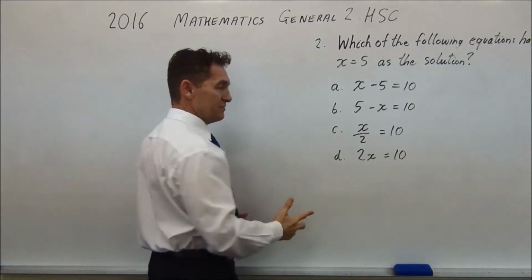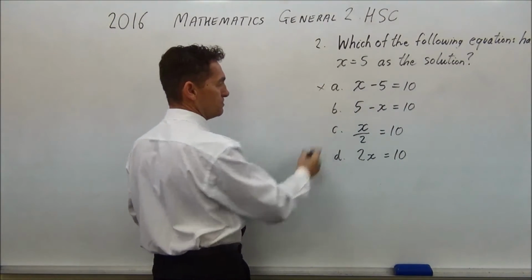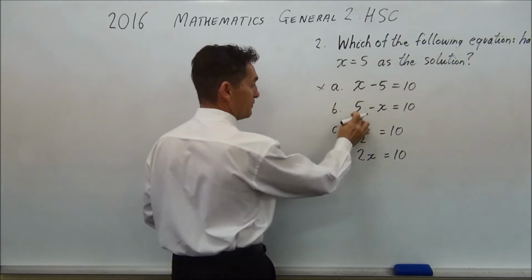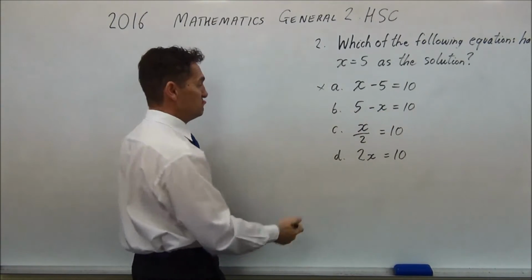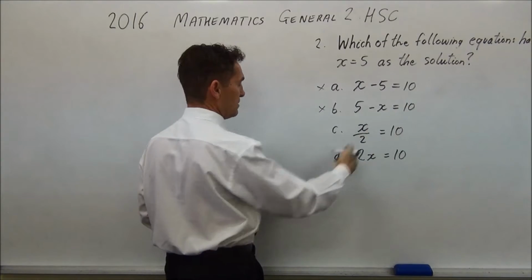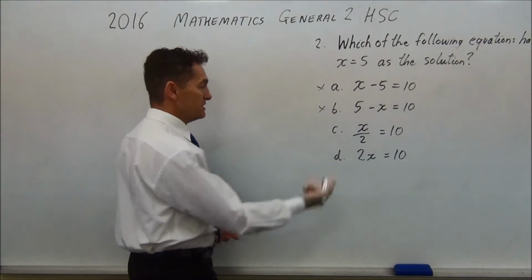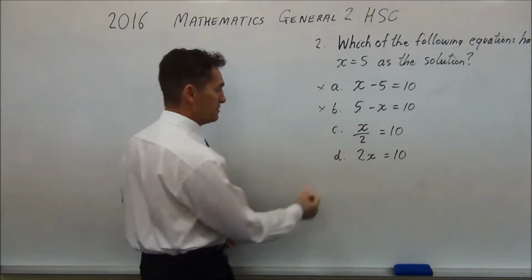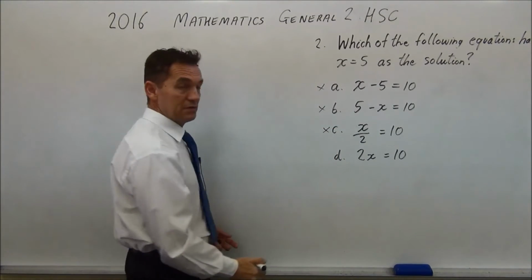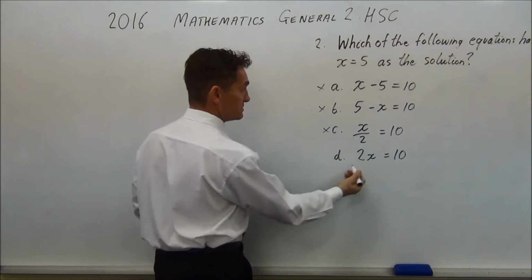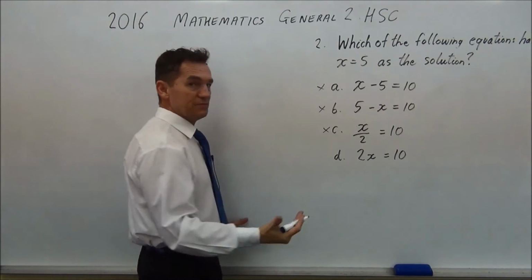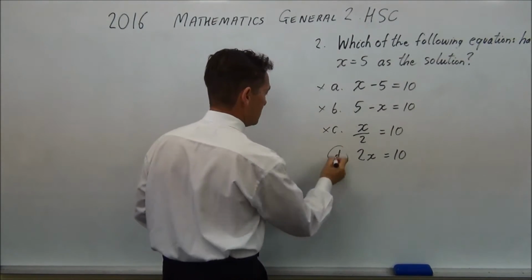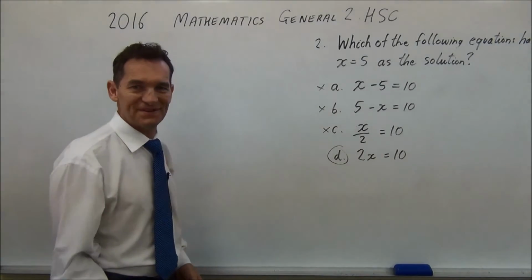5 take away 5, nothing. Nope. Next one. 5 take away 5, nothing. Nope. So they both don't equal 10. Next one. 5 divided by 2, well 5 divided by 2 is not 10, it's 2.5. Next one, well it's got to be this one, isn't it? 2 times 5, well 2 times 5 is 10, pretty easy, and you're done.